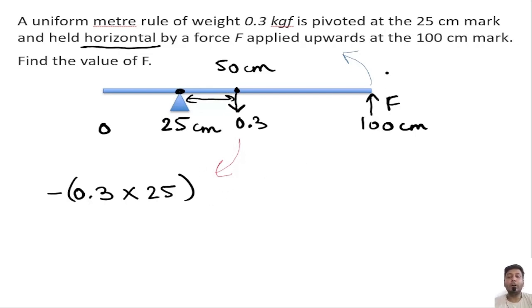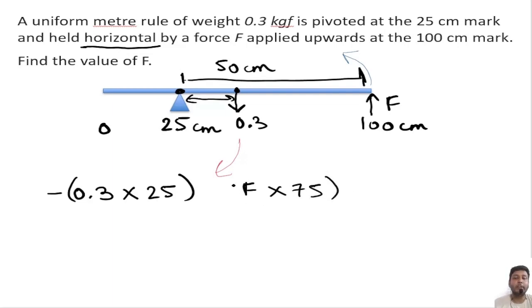And this will be negative because it is clockwise. The anti-clockwise moment will be equal to F multiplied by the distance from the pivot point. From the pivot point at 25 centimeter to the 100 centimeter mark, I have a distance of 75 centimeters. So F multiplied by 75, and this will be positive because it is anti-clockwise. The algebraic sum should be equal to 0.